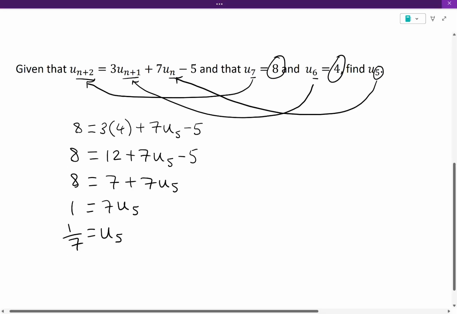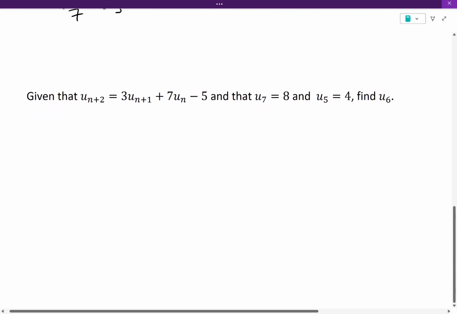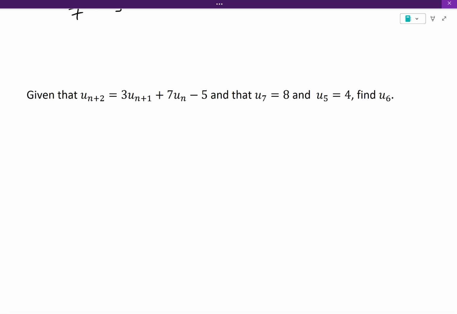So let's have a look at another question. Okay, in this one here, we have the same recurrence relation as before. We've been given the 7th term, which is 8 again. However, this time we've been given the 5th term rather than the 6th term, and that's equal to 4, and we are asked to find the 6th term. So we're being asked to find the term between the 7th one and the 5th one.